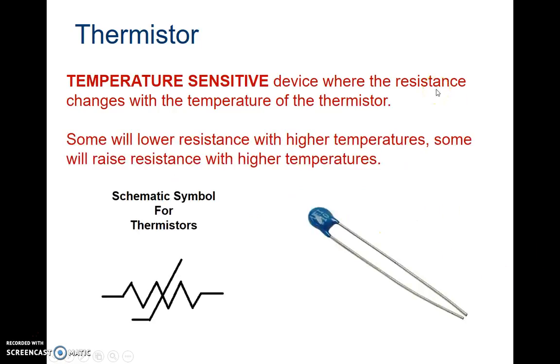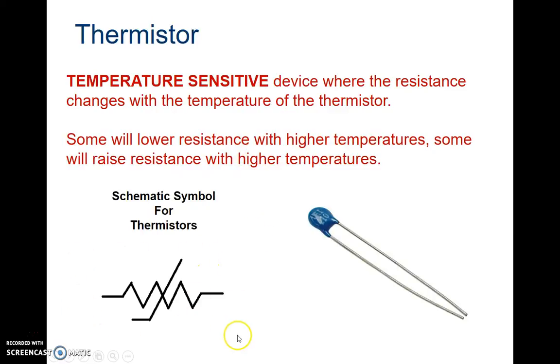Let's keep moving. Second note we've got to take down is on a thermistor. Okay, so thermistor. Now, this is one that changes resistance with temperature, and that's really all you have to write down. Okay, it changes resistance with temperature. So the full definition is it's a temperature-sensitive device where the resistance changes with the temperature of the thermistor, this thing right here. Some will lower resistance with higher temperatures, and some will raise resistance with higher temperatures. So they can be made in either way. Okay, some will lower, some will heighten, depending on the temperature.